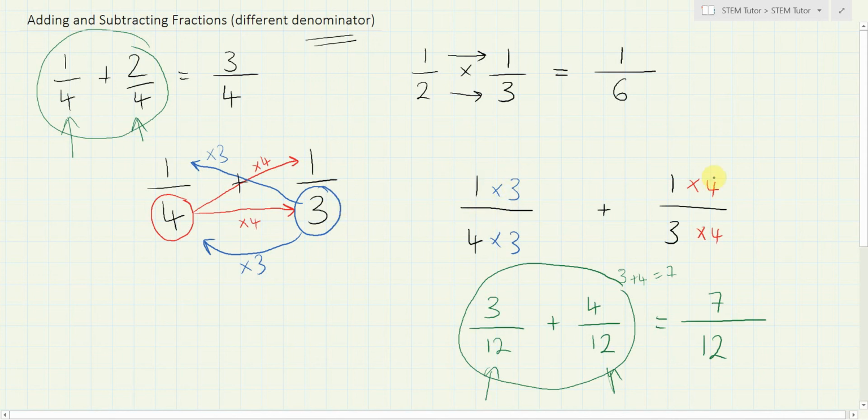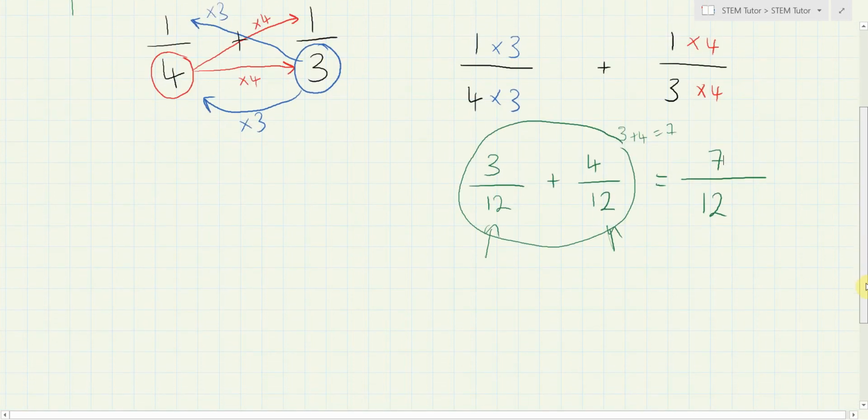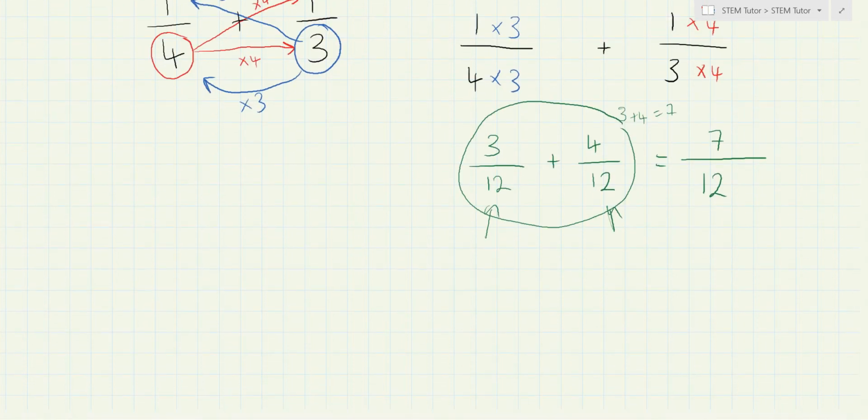That leaves us with this setup, which when we work it out, we get 3 over 12 plus 4 over 12. Now at this stage, if the denominators do not equal, something has gone wrong. So go back and check your workings out. So that gave us 7 over 12.